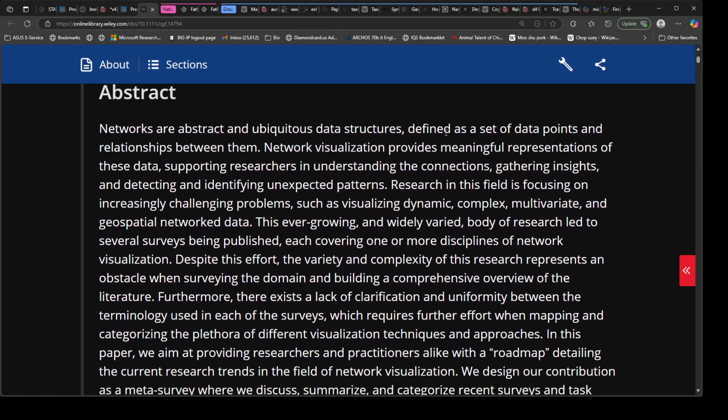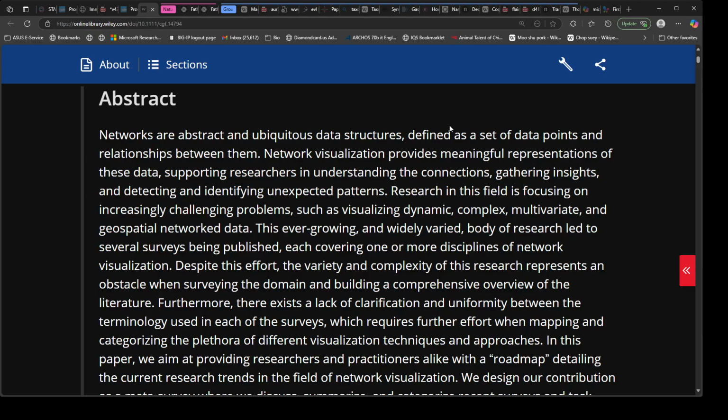Networks are abstract and ubiquitous data structures, defined as a set of data points and relationships between them. Network visualization provides meaningful representations of these data, supporting researchers in understanding the connections, gathering insights, and detecting and identifying unexpected patterns. Research in this field is focusing on increasingly challenging problems, such as visualizing dynamic, complex, multivariate, and geospatial network data. This ever-growing and widely varied body of research led to several surveys being published, each covering one or more disciplines of network visualization.